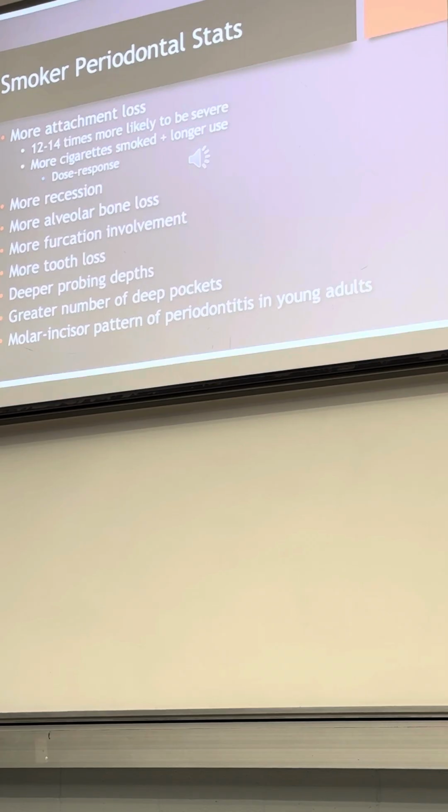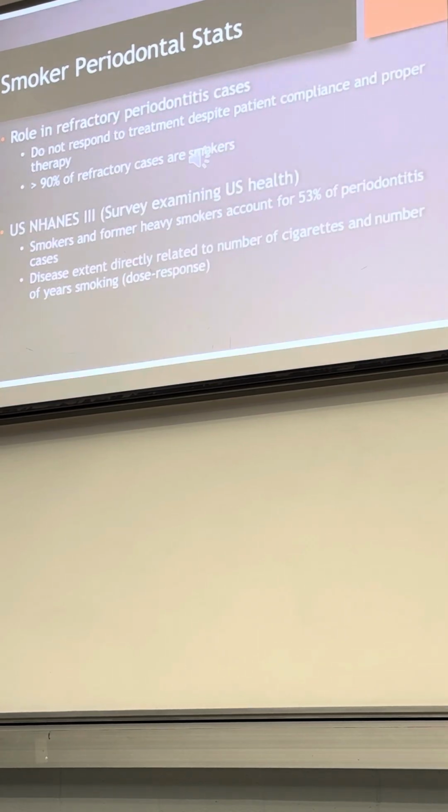periodontal disease. Remember, we've talked about refractory periodontitis cases. These are cases that don't respond to treatment, despite how well the patients do, and if they're doing everything at home, they've done exactly what you've told them to do. They needed the SRP, they got it, they've done the surgery, whatever. They've done all those things, but because they are a smoker, then that's most of the time where you're going to have your refractory cases. It says greater than 90% of refractory cases are smokers.